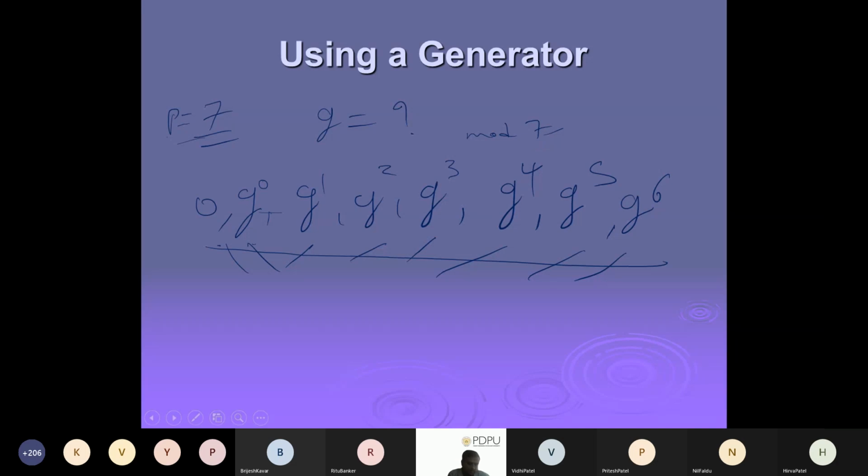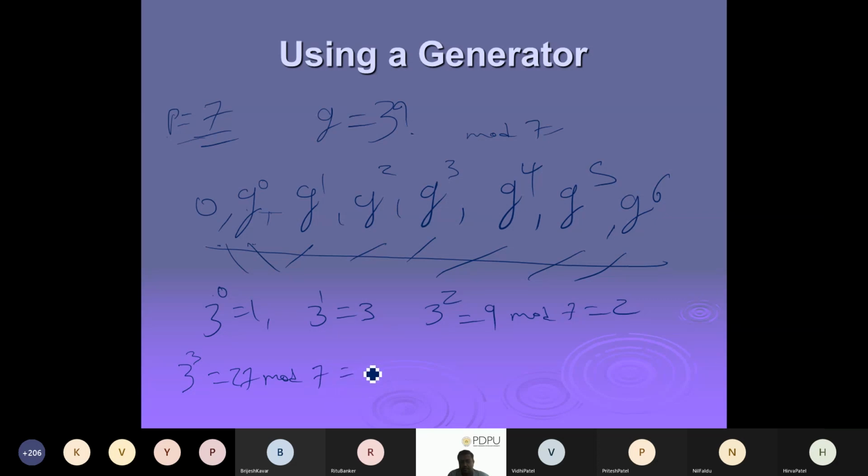So the first question, can I take G equal to 3? Let me try. Fine, 3 raised to 0 is 1. 3 raised to 1 is 3, 3 mod 7 is 3. 3 raised to 2 is 9, 9 mod 7 is 2. Of course, we haven't yet got repetitions. Very good. 1, 3, 2. Now 3 raised to 3, 27 mod 7.